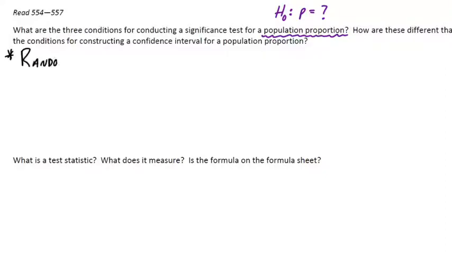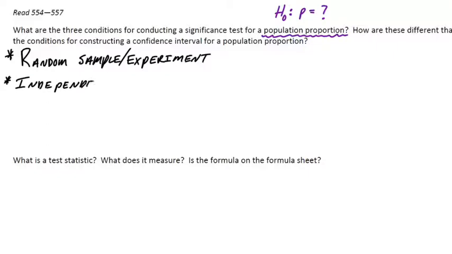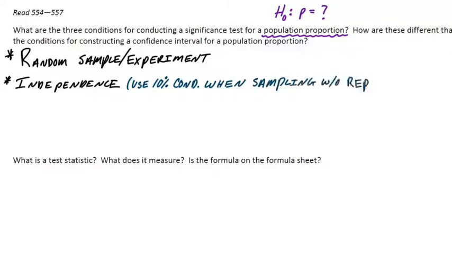The first condition you definitely know is randomness. That one's not any different. So the data come from a random sample or a randomized experiment. The data have to be independent also. So we can use the 10% condition if we're sampling without replacement. So those two conditions are actually the exact same. Those are the ones we're used to.